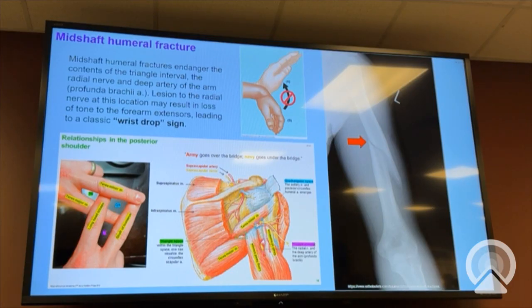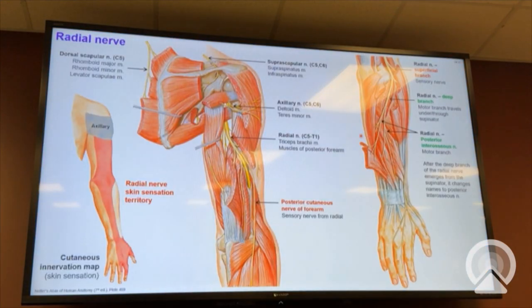So let's work through it together. This is worth our time, kind of modeling how to think about these. If you see this deformity, mid-shaft humeral fracture, your next thought is, okay, radial nerve could be an issue, deep artery of the arm could be an issue. They're right in the triangular interval there. What kind of problems would you see? If I lesion the radial nerve up here, what would the patient complain of? Well, they're going to lose all of this, right? All the skin sensation provided by the radial nerve has been cut off.